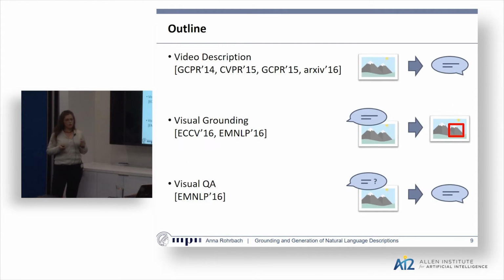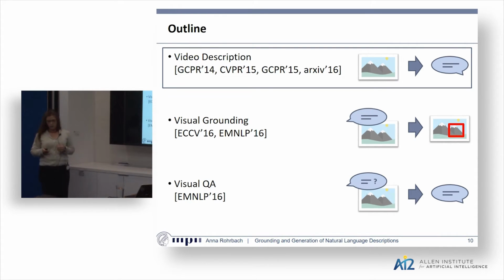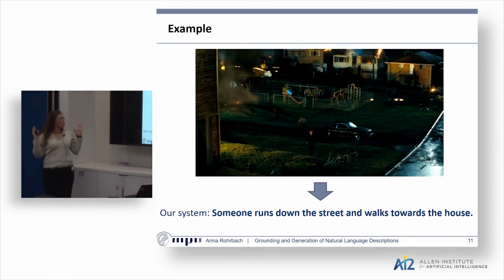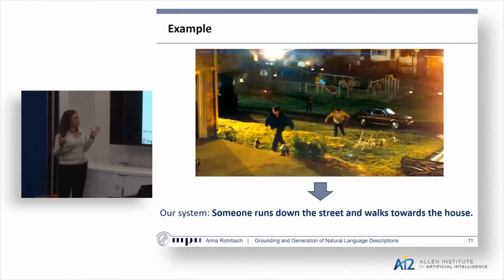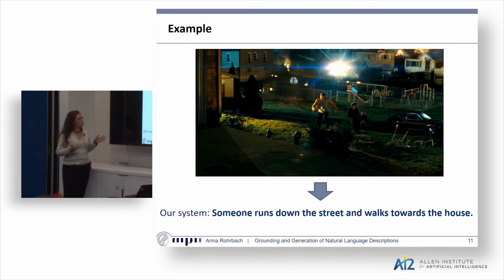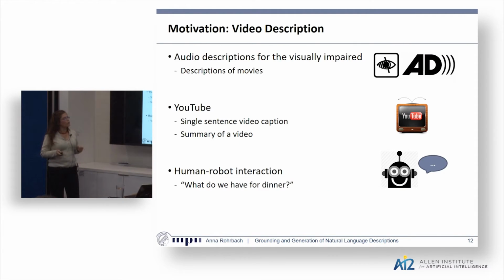So in this talk today, I will discuss the work which I have done on video description and visual grounding, and very shortly visual question answering, and how we face these challenges in these tasks and how we address them. So let us start with the video description part. The task is as follows. Given the video, we generate a description such as someone runs down the street and walks towards the house, for example. There is a complex scene, there is a lot going on, and we have to generate a single sentence to describe it.